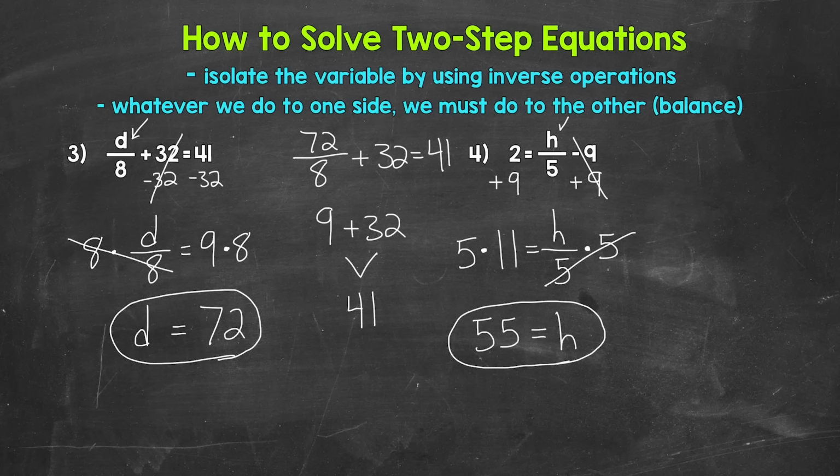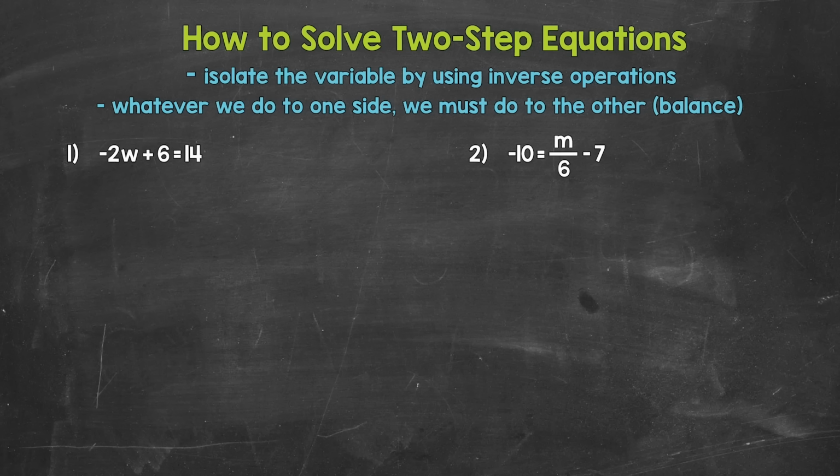And let's check it by plugging 55 in for h. So 2 equals 55 divided by 5 minus 9. 55 divided by 5 is 11, and 11 minus 9 is 2, so we are correct. H equals 55. So there are our 4 introductory examples. Let's move on to a couple of examples involving negatives.